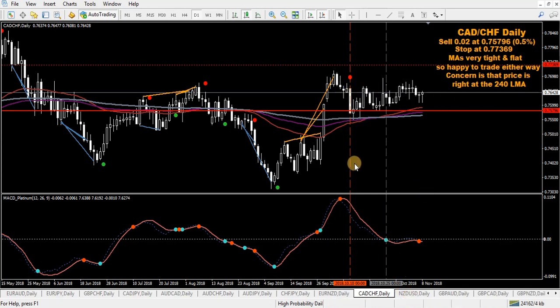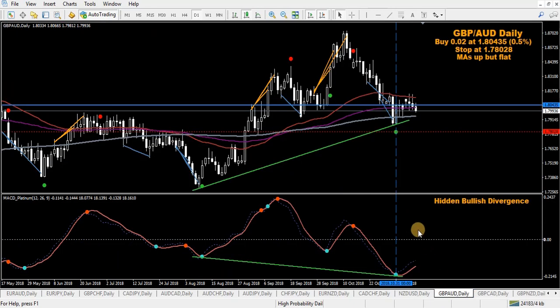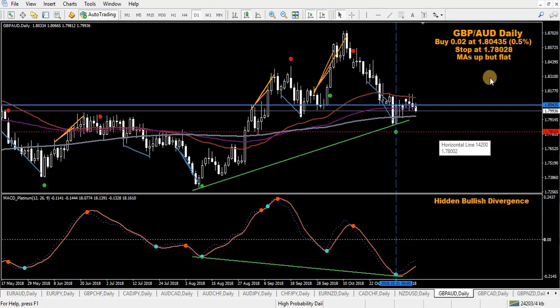New Zealand USD went up nicely, wasn't on it. Now at the 240 LMA. So next trade I'll be looking at is a possible sell, but nothing for me at the moment. Pound Oz in a buy here, went up a little bit, it's come down, just now it's dropped below my entry level. There's a stop in place there. Again, you can read my notes as to my thinking on the trade.